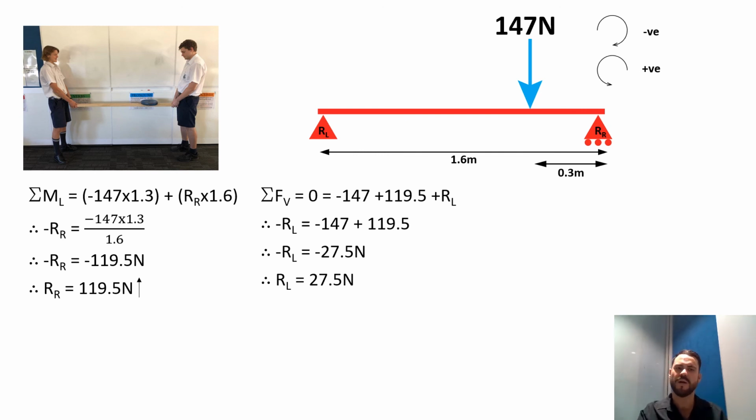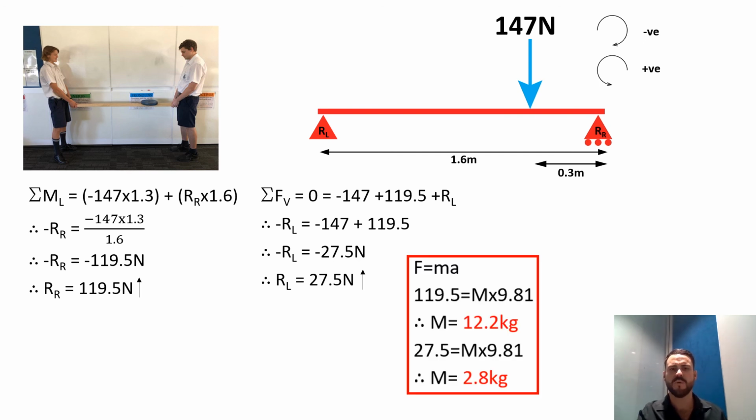Now, that might not be all that helpful for us if we actually need to know what our result is in kilograms. So again, we can use our formula for force equals mass times acceleration to determine that Jake is supporting 12.2 kilograms of force and Tom is only supporting 2.8 kilograms of force. Hope that helps refresh your memory around reactions. We'll be moving on and introducing horizontal reactions.